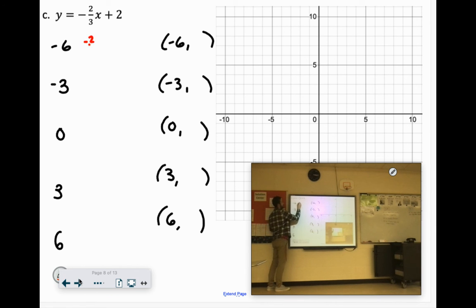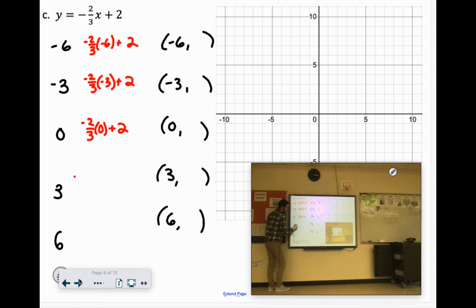So -2/3 times -6 plus 2. -2/3 times -3 plus 2. -2/3 times 0 plus 2. -2/3 times 3 plus 2. Negative 2/3 times 6 plus 2.